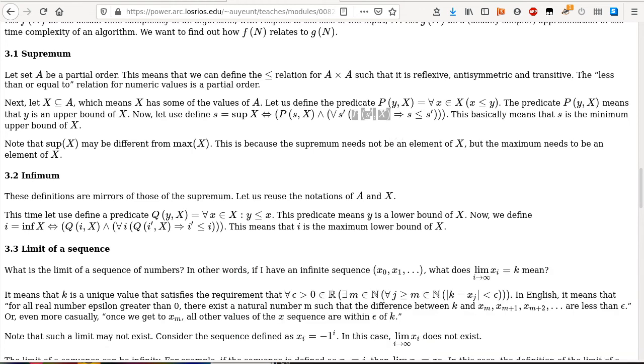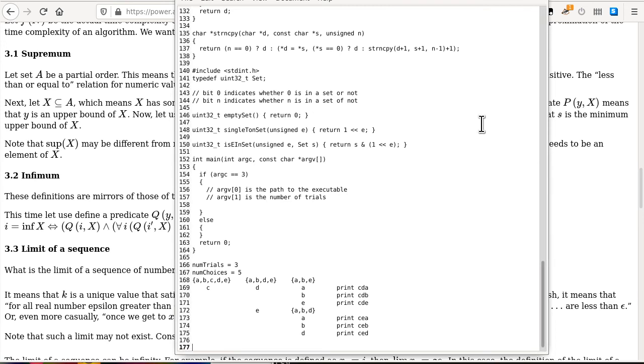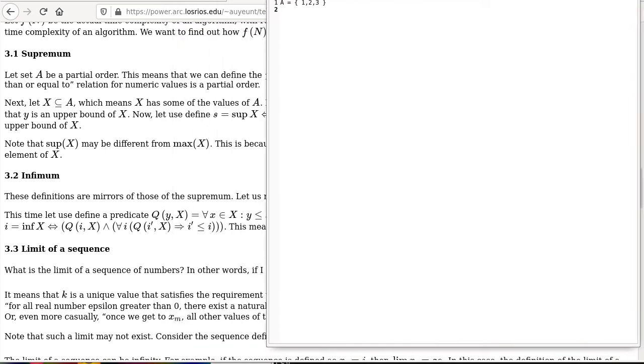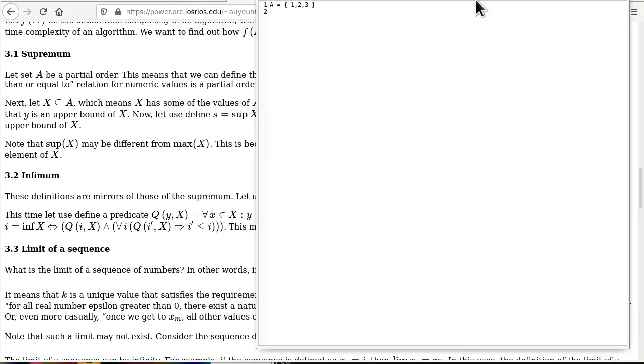I'm just gonna, let me see which notepad I can reuse here. Yeah, we can reuse this one. Okay, all right. So let's go ahead and take a look at a particular example. Let's say set A is really just 1, 2, 3, as numbers. And we can define the relation to be just less than or equal to. So we're looking at less than or equal to as the relation.